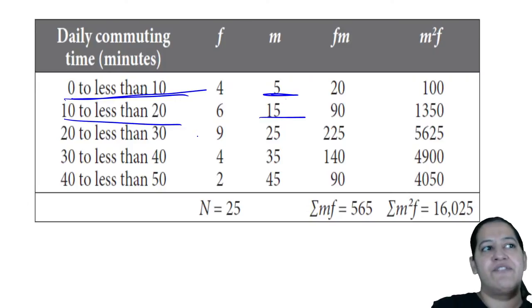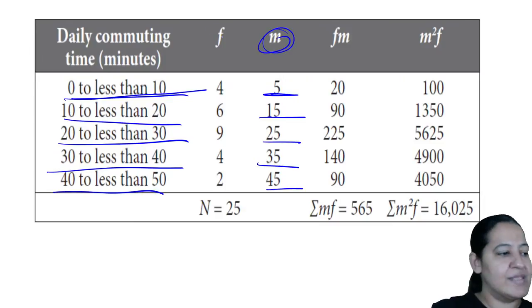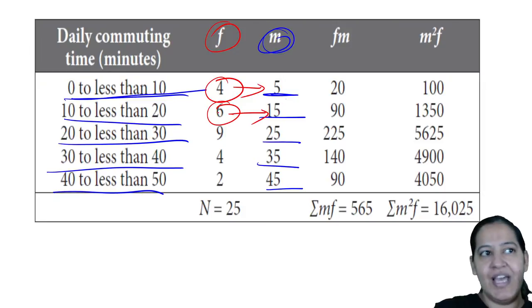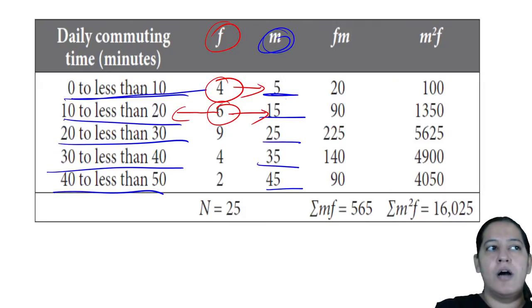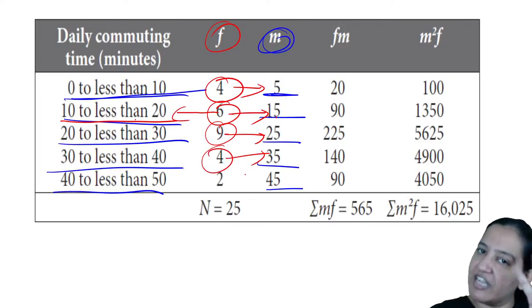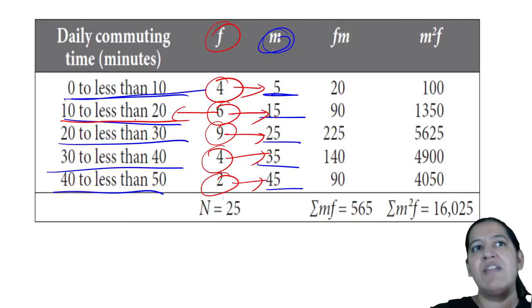10 to 20 is 15. 20 to 30 is 25. 30 to 40 is 35. 40 to 50 is 45. Those are the midpoints, and frequency is already given in your question. There are 4 doctors who give 5 minutes to each patient. There are 6 doctors who give 10 to 20 minutes, and I took the average, 15. There are 9 doctors who give 25 minutes, 4 doctors who give 35 minutes, and 2 doctors who give 45 minutes to each patient. So I have taken the midpoints.